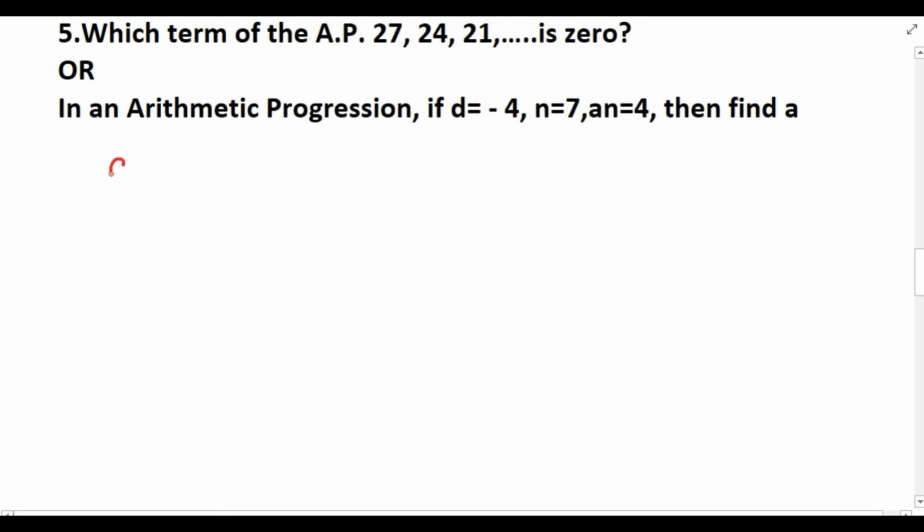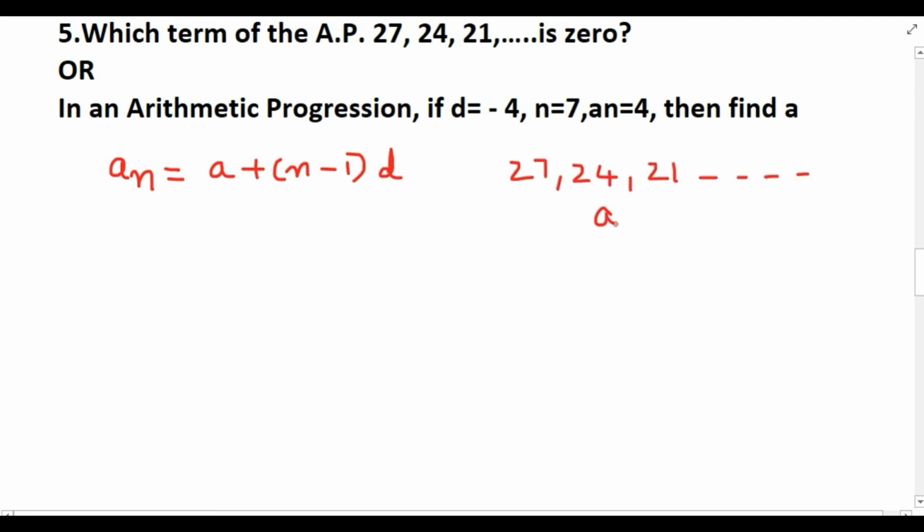Now, which term of the AP is 0? We know the general formula, an, that means the nth term of an AP, is a plus n minus 1 into d. In this formula, an means nth term, a means first term, n means number of terms, and d is the common difference. Now the AP they have given is 27, 24, 21, and so on. The first term is 27. The common difference is a2 minus a1, 24 minus 27 is minus 3. So d is minus 3.